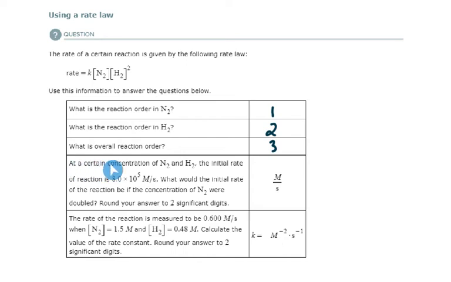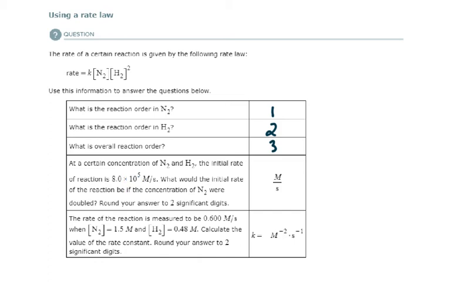So the next one, they say at a certain concentration of N2 and H2, the initial rate is 8 times 10 to the 5, a very large number. They say, what would the initial rate of the reaction be if the concentration of N2 were doubled? So it's telling me that this reaction takes place very, very quickly. The initial rate is a really, really big number.